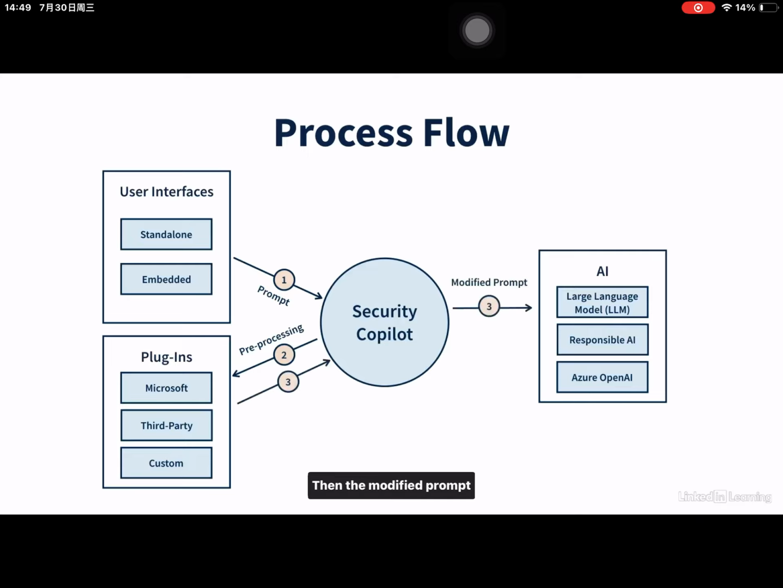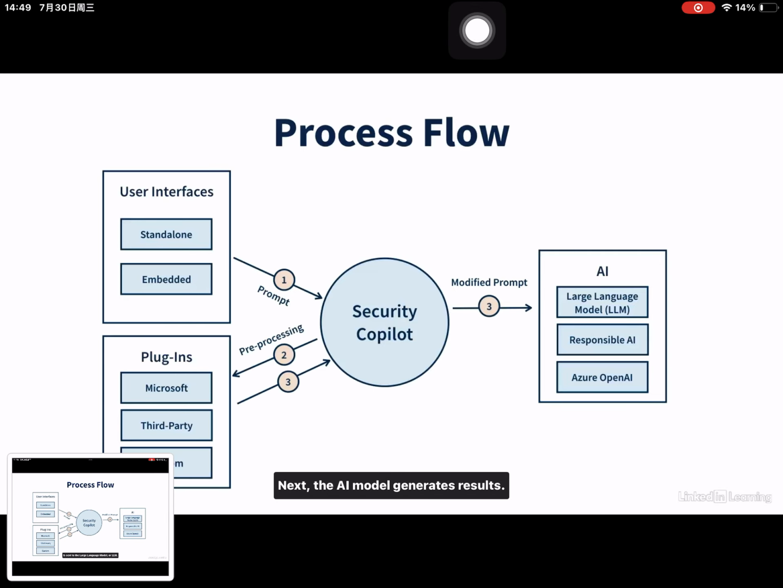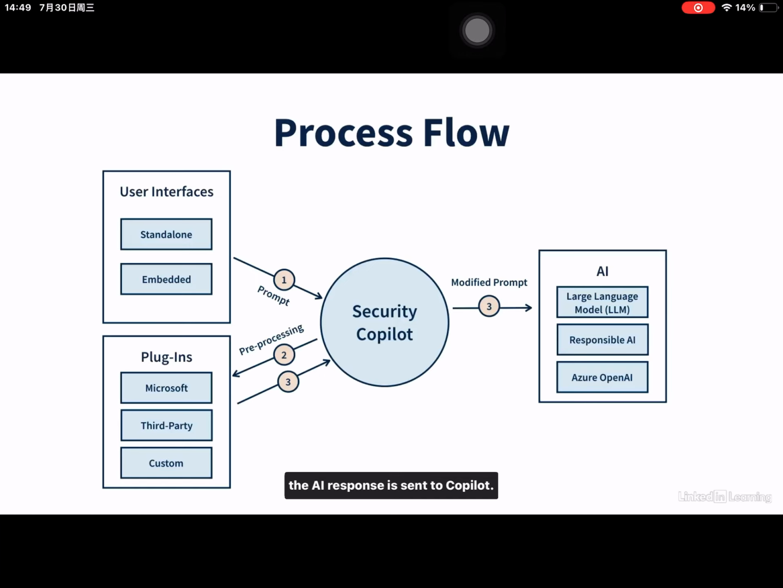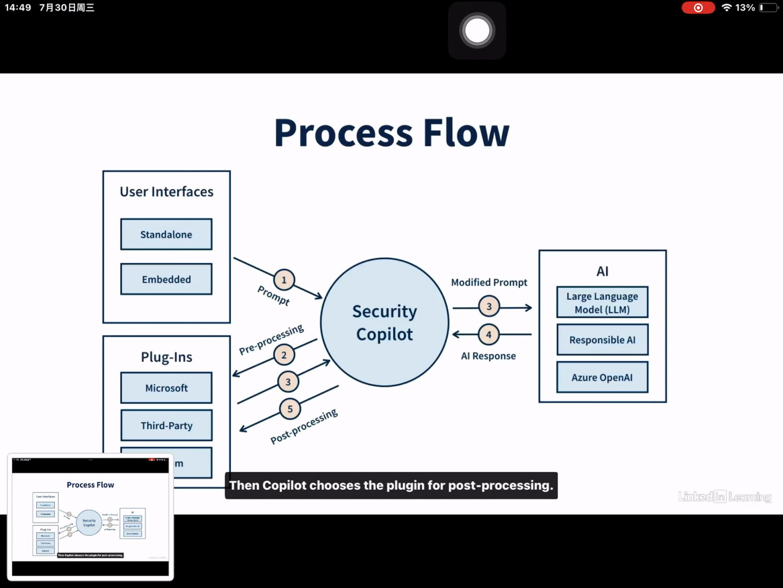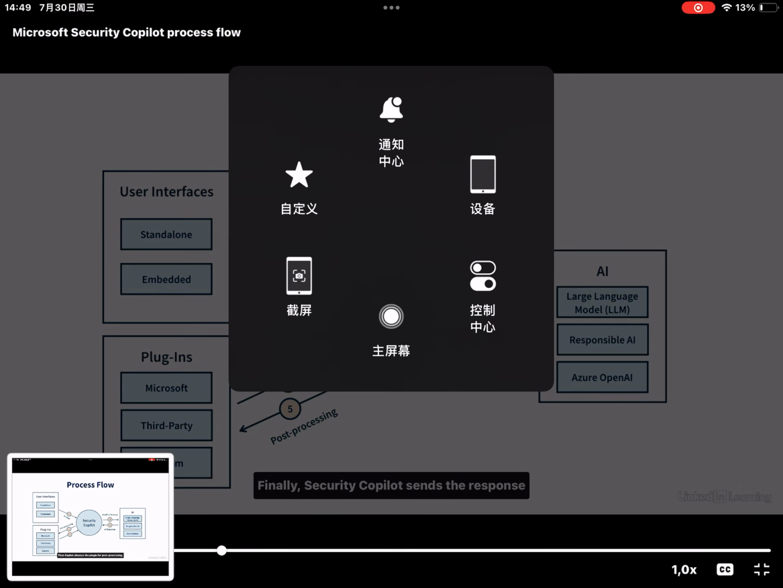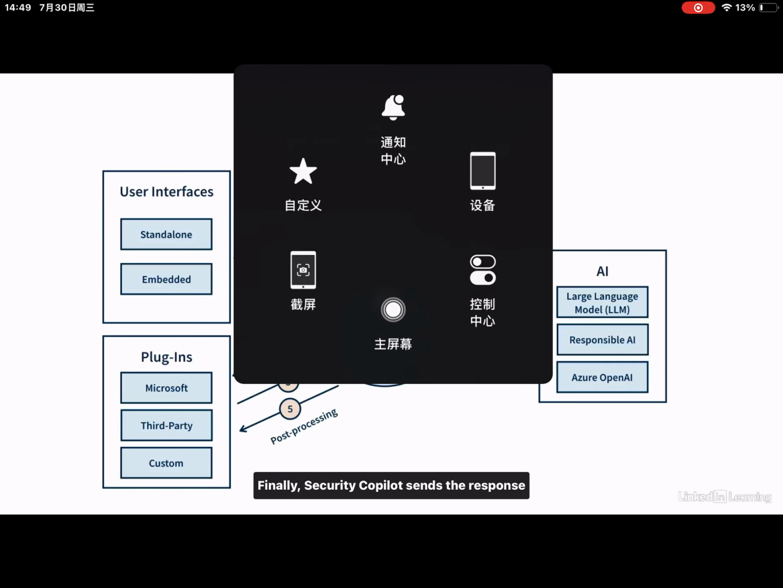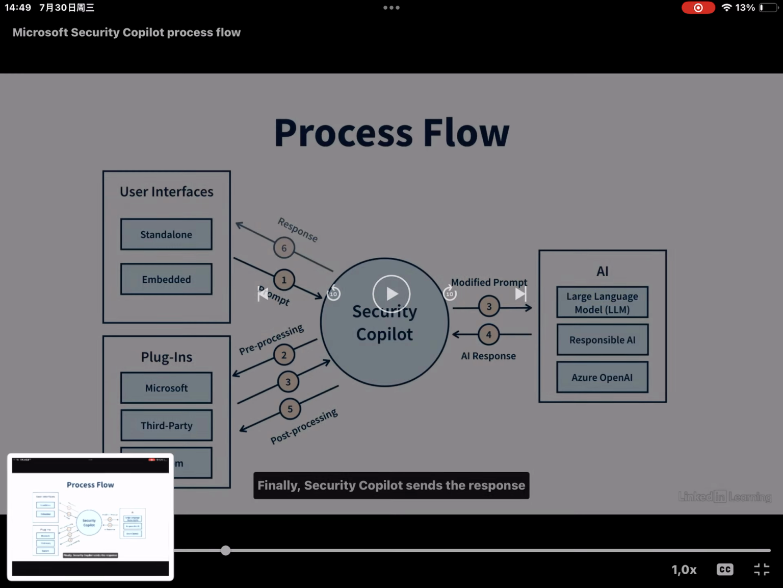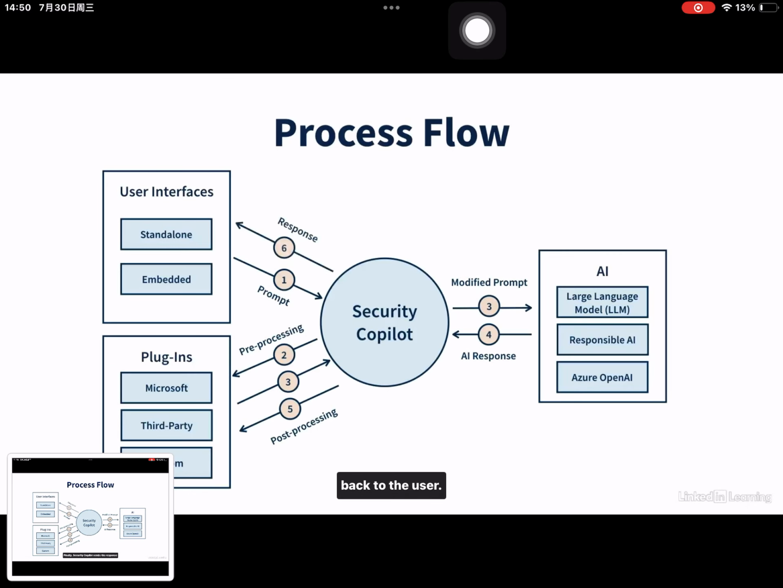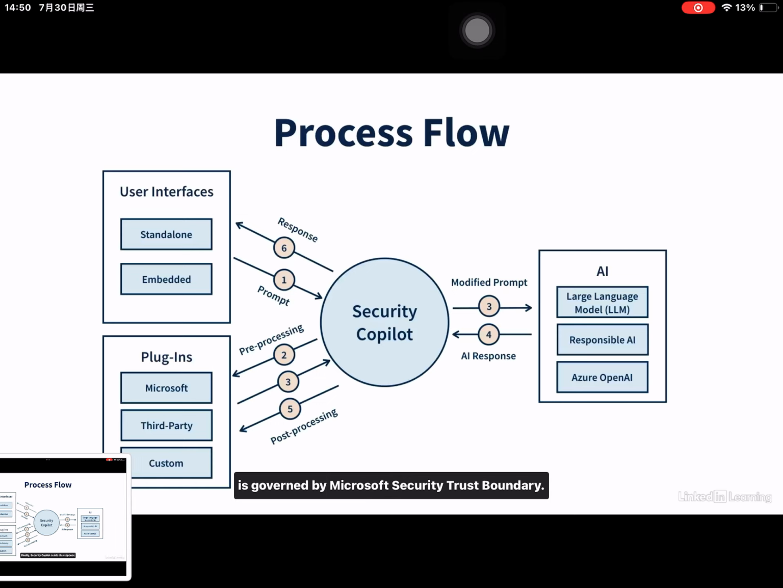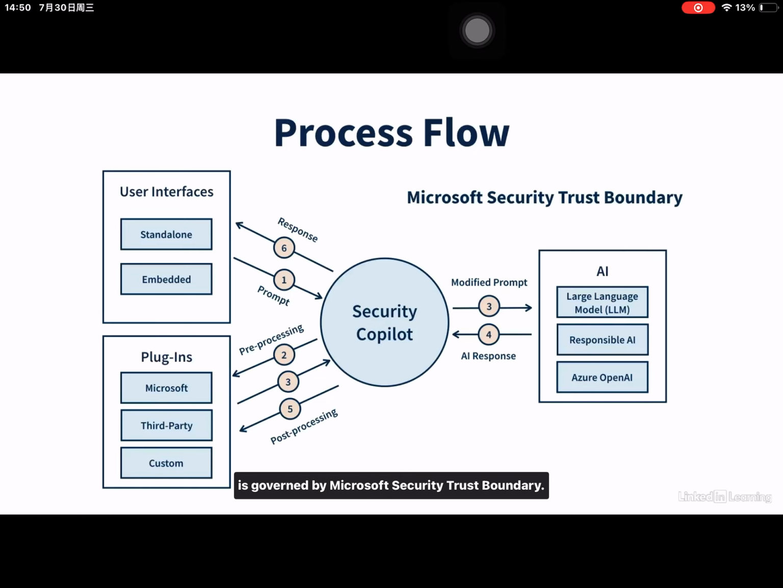Then the modified prompt is sent to the large language model, or LLM. Next, the AI model generates results after the responsible AI check. The AI response is sent to Copilot. Then Copilot chooses the plugin for post-processing. Finally, Security Copilot sends the response back to the user. Meanwhile, this whole process flow is governed by Microsoft's Security Trust Boundary.